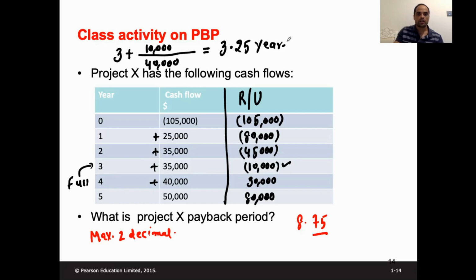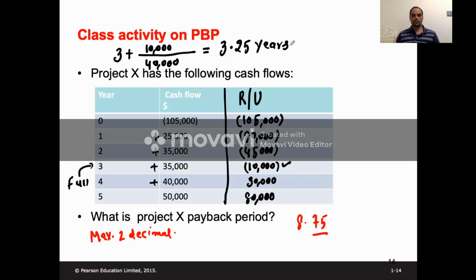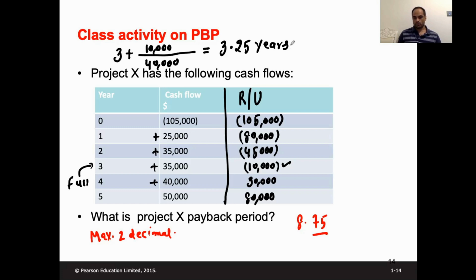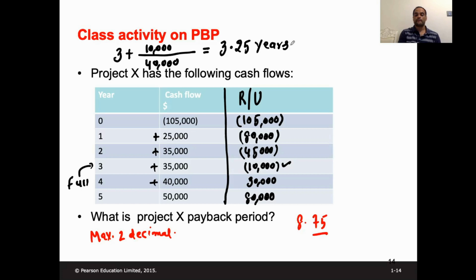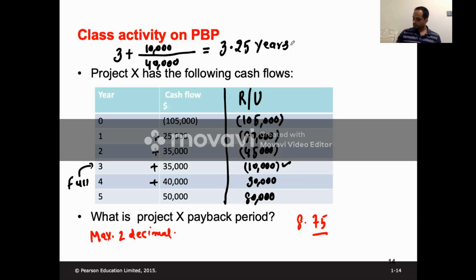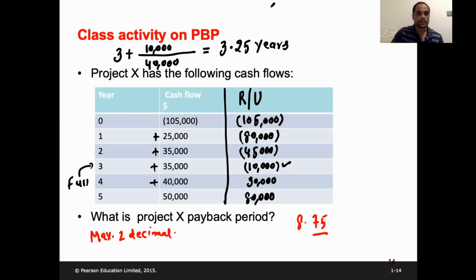So this is 3.25 years. I don't know why you calculate 3.3. So 3.3 is wrong. 3.33 is wrong. So 3.25 is the answer for your payback period method. Is that okay? Is that fine? Any question regarding this class activity? Any question? Yes or no? Will we move on to next question? Okay, so let's move on to next.